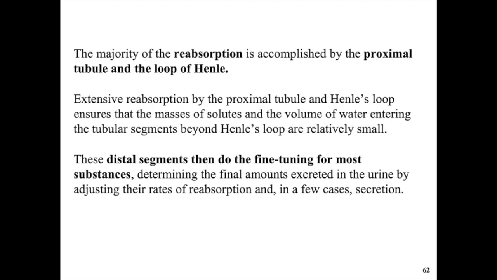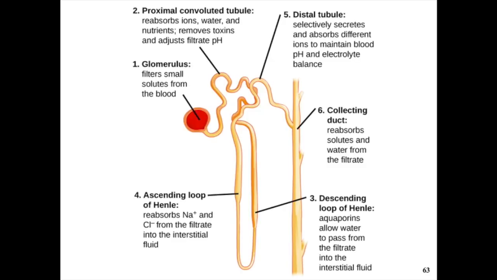So the idea is that the majority of the reabsorption occurs in the proximal tubule and loop of Henle. This is a very coarse and unrefined reabsorption. The distal tubules will then do the fine-tuning for most substances. So coming back to this picture, this should help us understand several components.